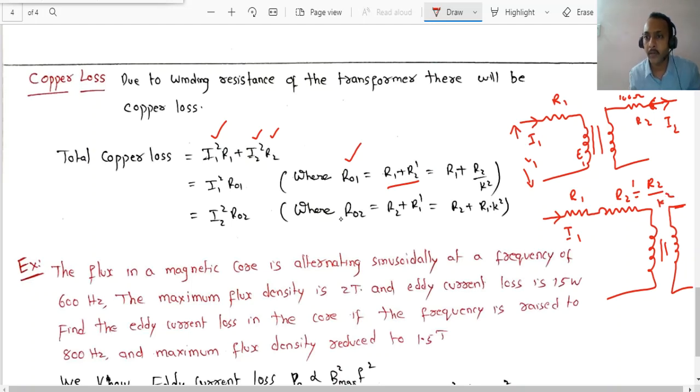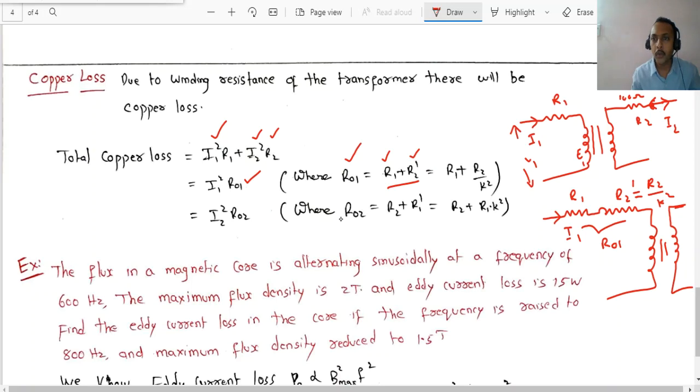Very important. Now this R1 and R2 dash together we will call the equivalent resistance referred to primary. That is what we have written here. Very important, dear students: I1 square R01. R01 means primary resistance R1 plus R2 dash, secondary resistance referred to primary. Now your new value R2 dash is given by R2 old value divided by K square.